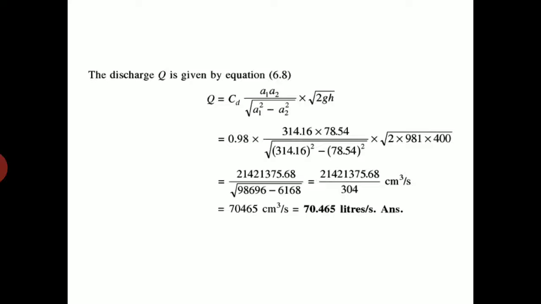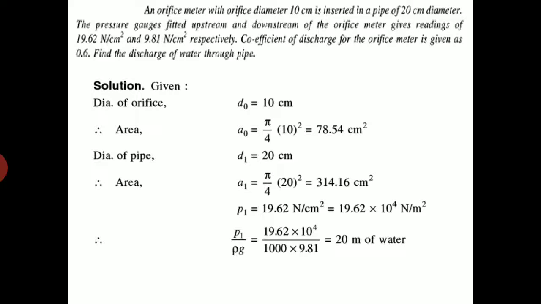So now we have seen two numericals on venturimeter. Next we'll see a numerical on orifice meter. An orifice meter with orifice diameter 10 centimeter is inserted in a pipe of 20 centimeter diameter. The pressure gauges fitted upstream and downstream of the orifice meter give readings of 19.62 Newton per centimeter square and 9.81 Newton per centimeter square respectively. Coefficient of discharge for the orifice is given as 0.6. Find the discharge of water through the pipe.